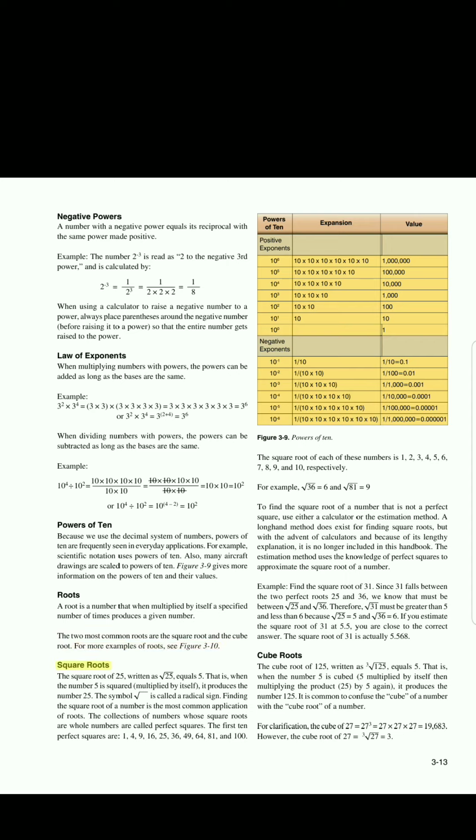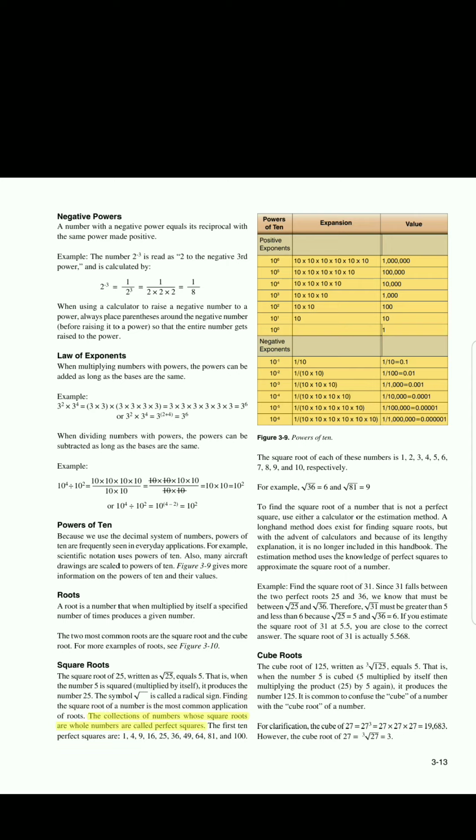Square roots. The square root of 25, written as √25, equals 5. That is, when the number 5 is squared, multiplied by itself, it produces the number 25. The symbol √ is called a radical sign. Finding the square root of a number is the most common application of roots.